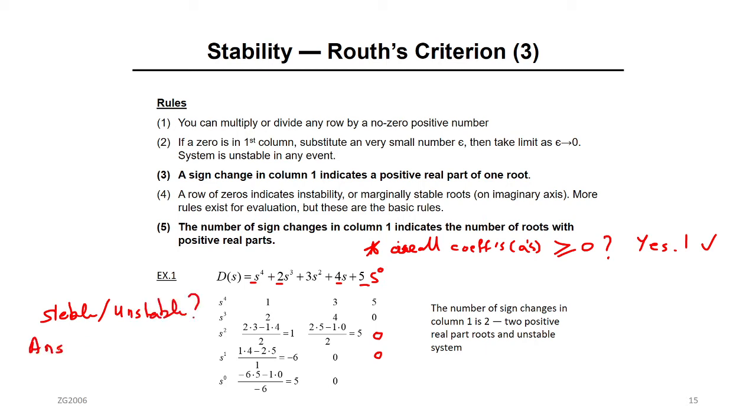Answer. You have to check this column. Any sign change in this column, any sign change, that means the system is unstable. There must be at least one unstable root. So check. This is positive, positive 1. Positive. Okay, positive. Negative. You see? So there is a sign change. So the system is unstable.